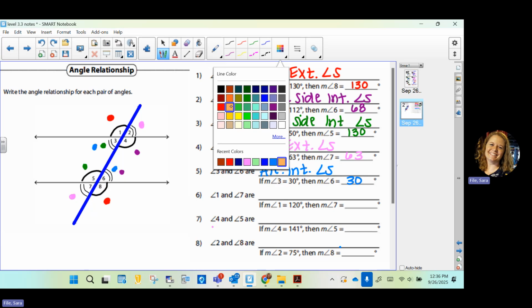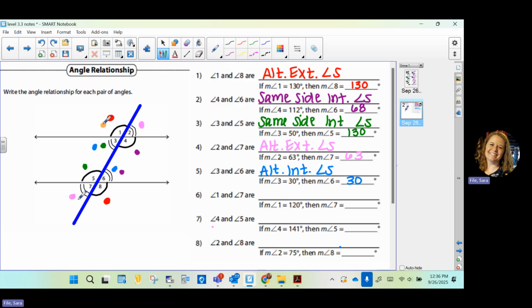Okay, let's look at 1 and 7. So I'll do this in orange. So 1 and 7. What are those orange dots? Are they on the same side of the blue line? Yeah, they're both on the left. Okay, are they inside the parallel lines or outside? Outside. So same side exterior.